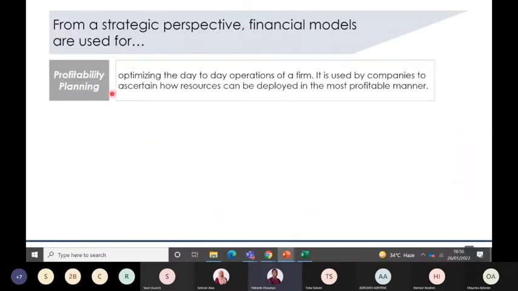So the first is profitability planning, right? As a business, you want to plan your profits. Let's say you have 100 million in equity for your business, and you're selling chairs and tables. Let's say you're selling a dining table set, a dining table and 6 chairs, for 500,000 naira, right?